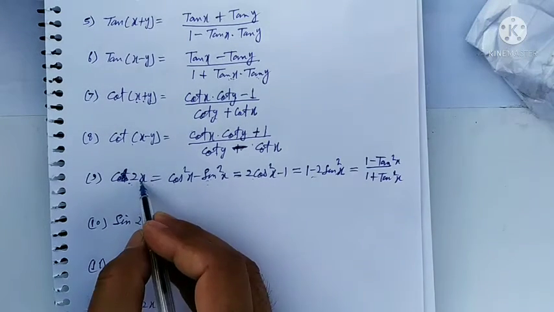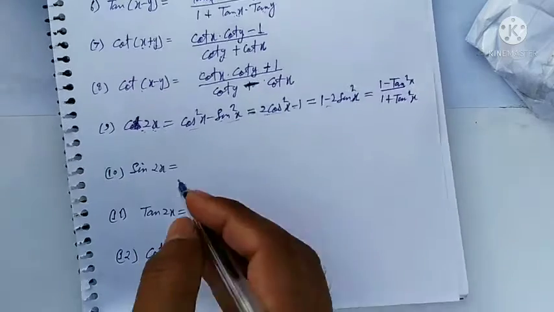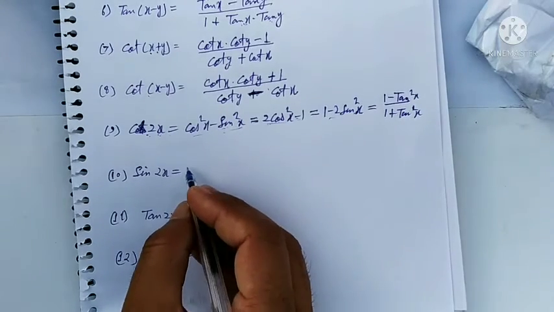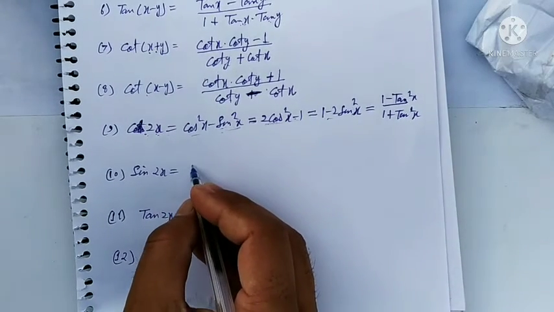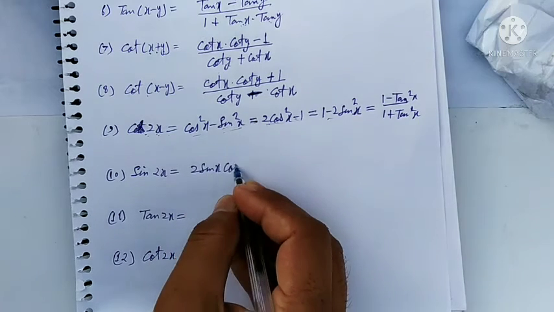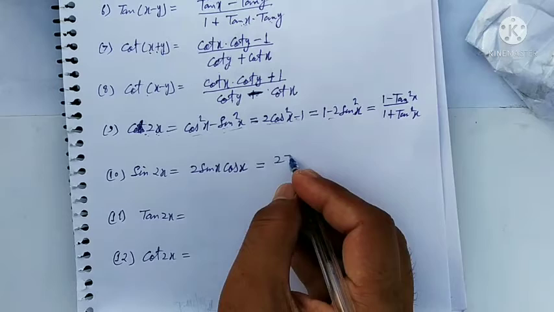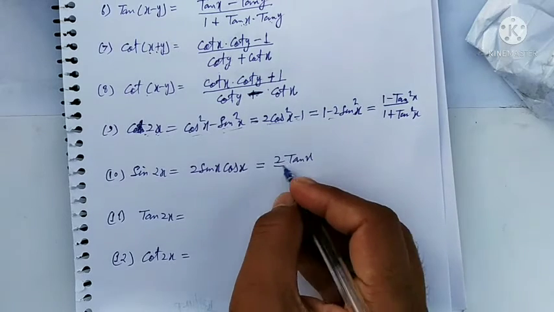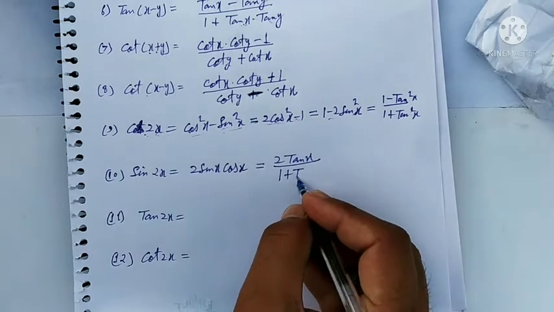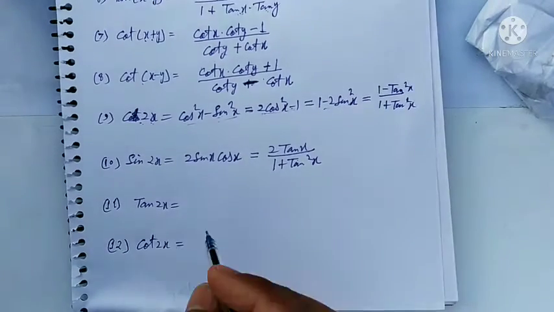If you write down the cos 2x formula, this is the form in cos. Similarly, how will you write sin 2x? Sin 2x we can write as 2 sin x cos x, or in the form of tan, 2 tan x upon 1 plus tan square x.